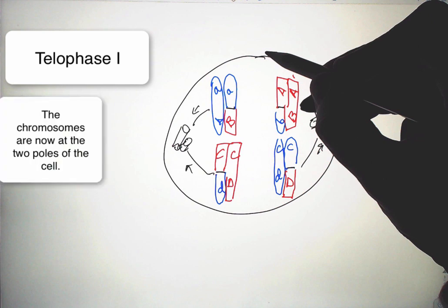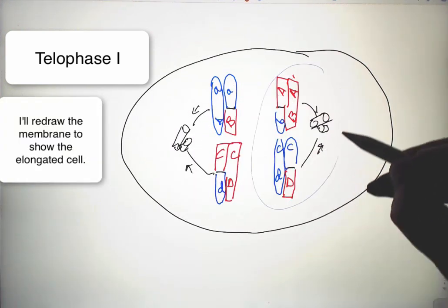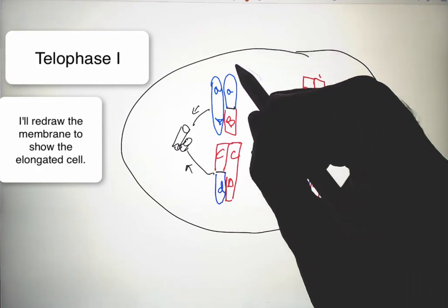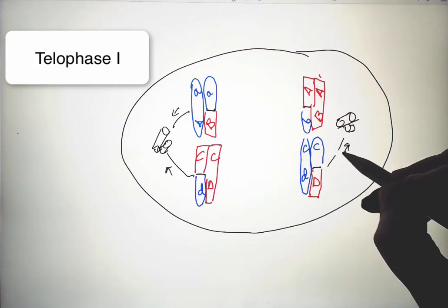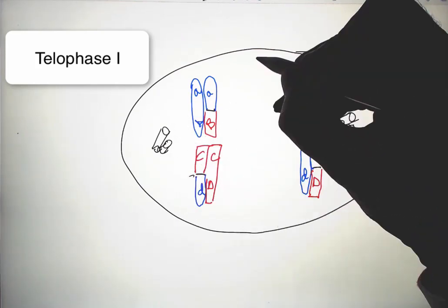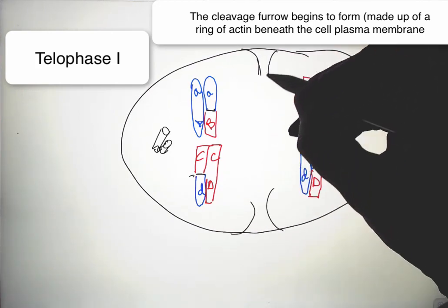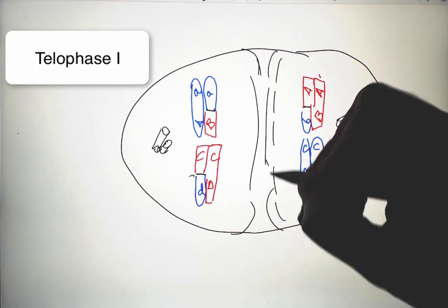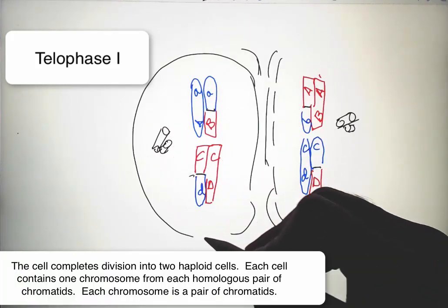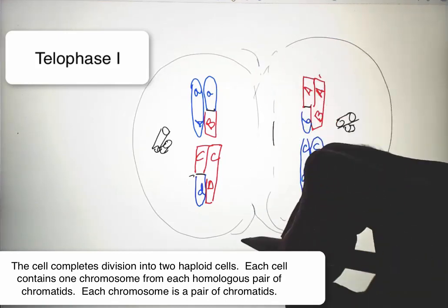In telophase I, the chromosomes are now at the two poles of the cell. I'm going to redraw this membrane to show it longer. I'm moving the chromosomes to each end. Spindle fibers are not needed anymore. And a cleavage furrow starts to form. This is a ring of actin with some other proteins that begins to pull in the membrane. So redraw the membranes here partway through cleavage, and then redraw them again.